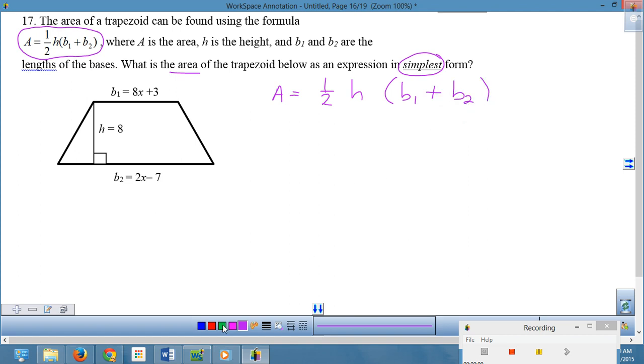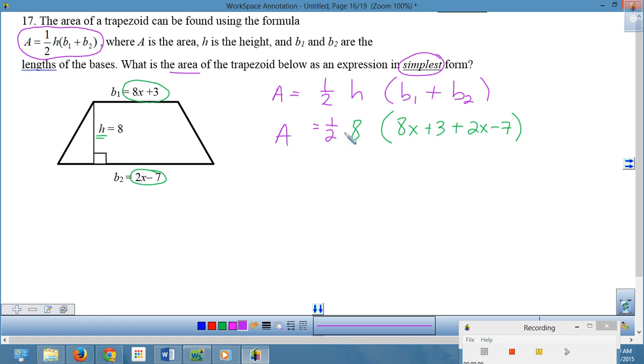Okay, so I've written down the formula. Now we're just going to go through and plug in everything we know. Well, we know h is 8, so we put 8 right there. I know that b1 is 8x plus 3, and then we're going to add b2, which is 2x minus 7. Okay, and all that goes in the parentheses. We drop down the 1/2 equals A.